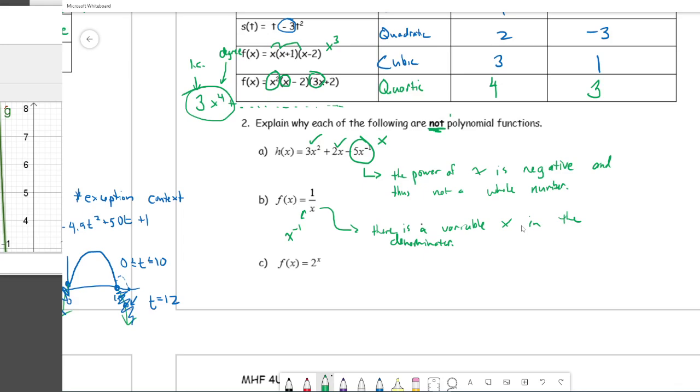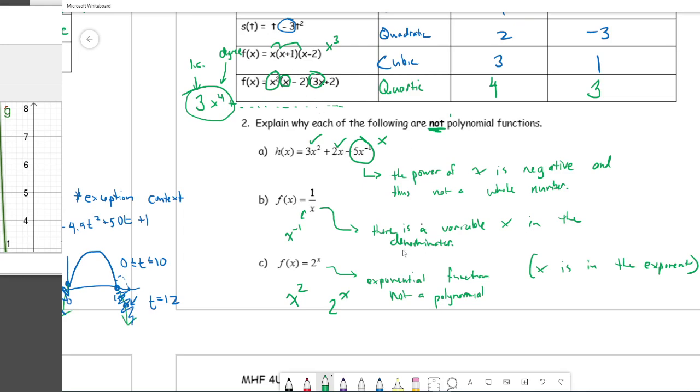Okay, how about this one? This one is an exponential function. How do I know that? It's because x is in the exponent, not in the base. Like x squared is a polynomial. 2 to the x is an exponential. An exponential function is not a polynomial, so no problem. You just say the variable cannot be in the exponent. That's a different type of function. It doesn't create a polynomial, it creates an exponential.